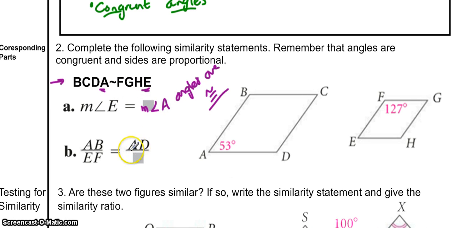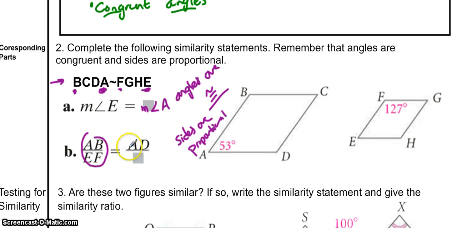There it is. For B, we have a ratio because remember, with two similar figures, the sides are proportional. They're not going to be congruent, but we can set up this kind of ratio. And so we have AB to EF, so AB over EF, is equal to AD over what? Now, AB, first letter in this letter, looks like it corresponds to EF, and it should. These two sides should correspond, AB and EF.